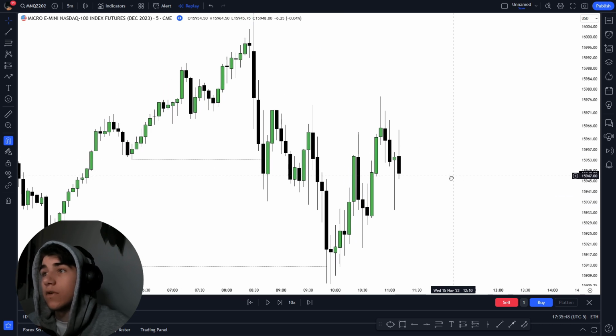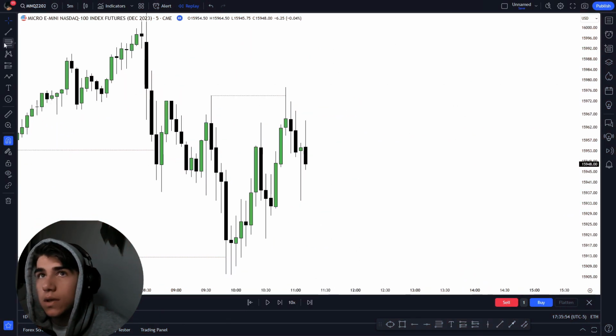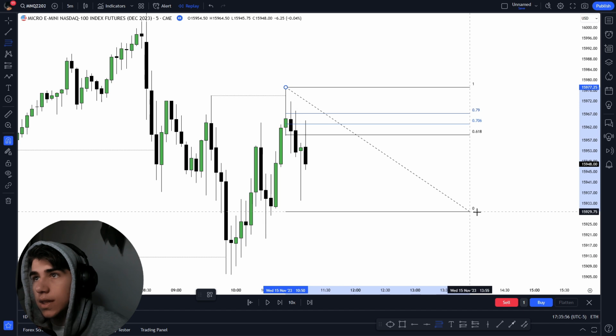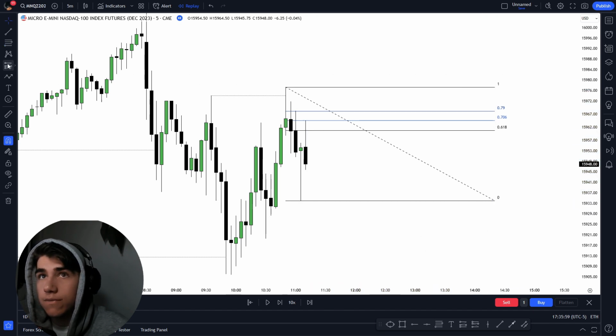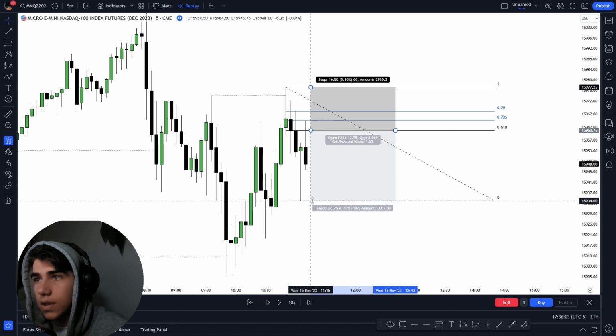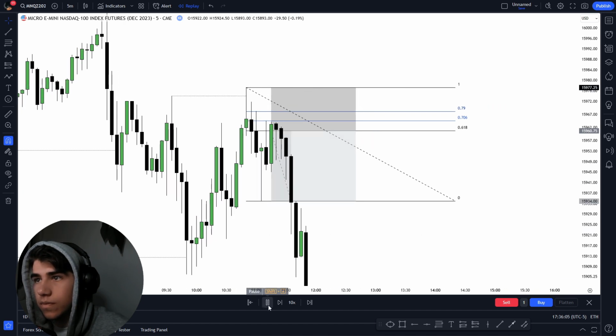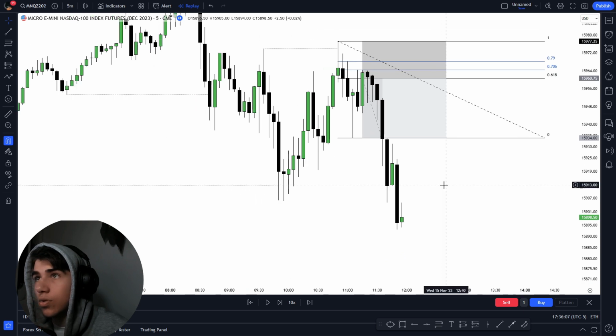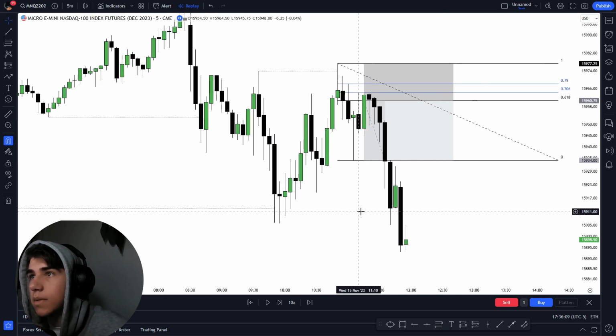So yeah, this was the first example. We have a sweep here. So we draw it like this, right? Then we would have gotten filled right here. Let's see if this would have worked out. And it did. So 2 back to back, that was maybe a bit lucky, right?